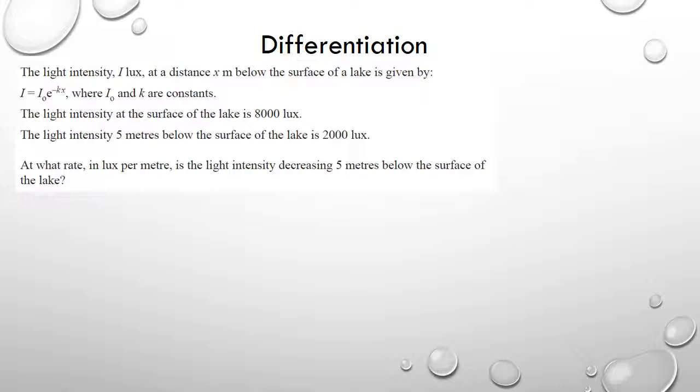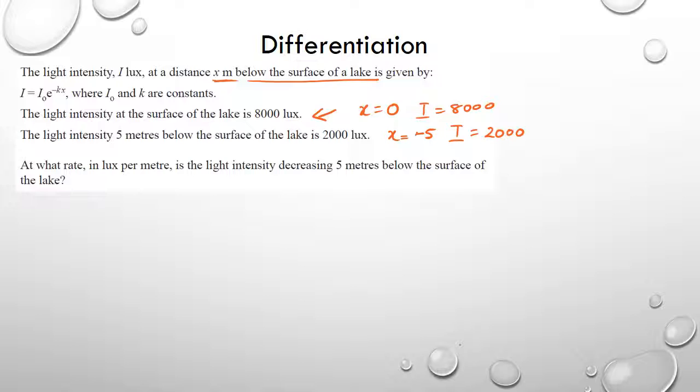So if you look at it, the first point you have to notice is this right here, where it says the light intensity at the surface of the lake is 8,000 lux. So now x is the distance x below the surface of the lake. So we can say that when x equals 0, the light intensity equals 8,000. And then we can say that when light intensity 5 meters below the surface, so when x equals minus 5, we can say that the intensity is equal to 2,000.